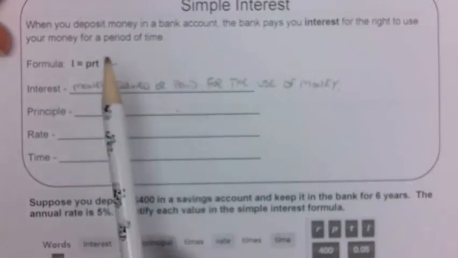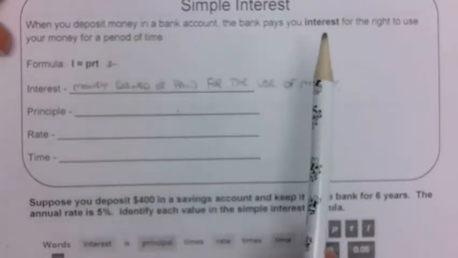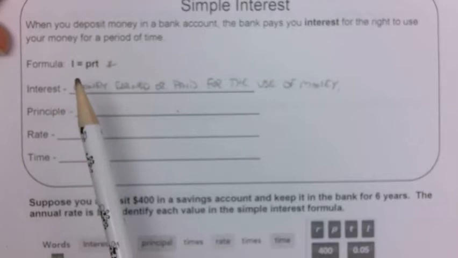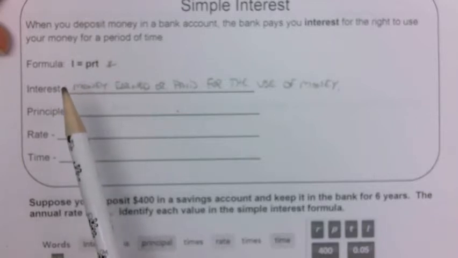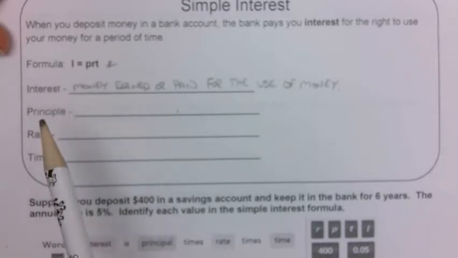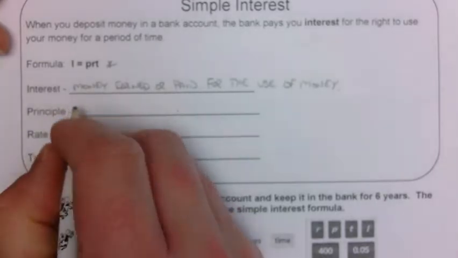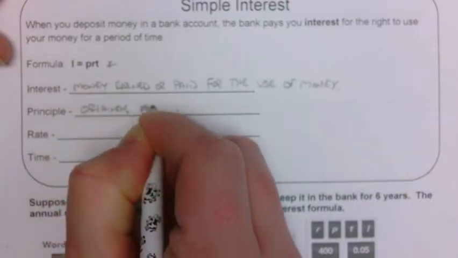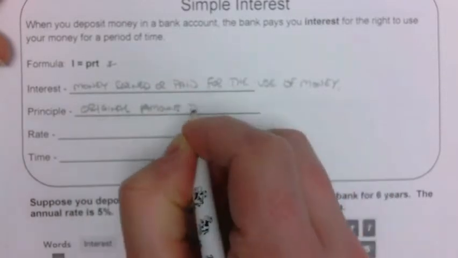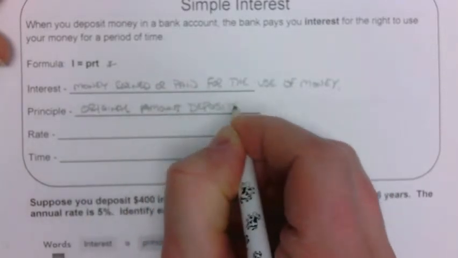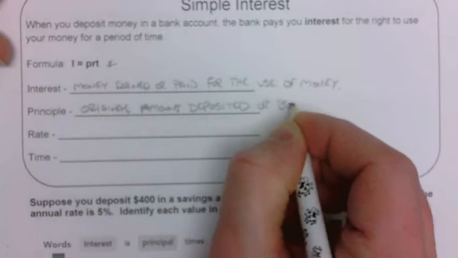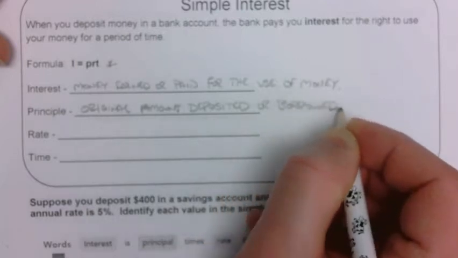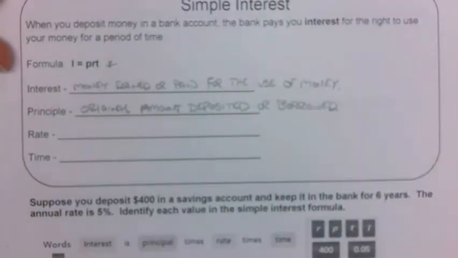As I mentioned up here, if you deposit money in the bank, they will pay you interest for the right to use your money. And again, if you borrow money from the bank, if you take out a loan, then you're going to have to pay the bank interest for using their money. All right. Principal. P stands for principal. This is the original amount deposited or borrowed. Okay, the original amount that you put in the bank or the original amount that you borrow from the bank.